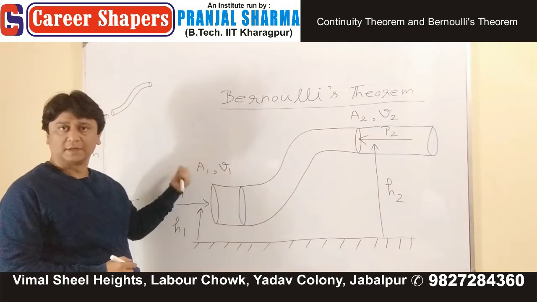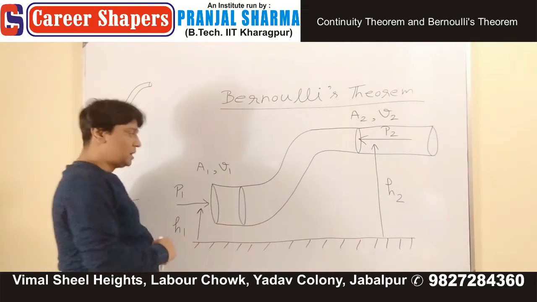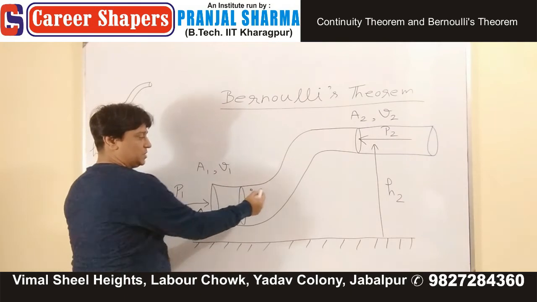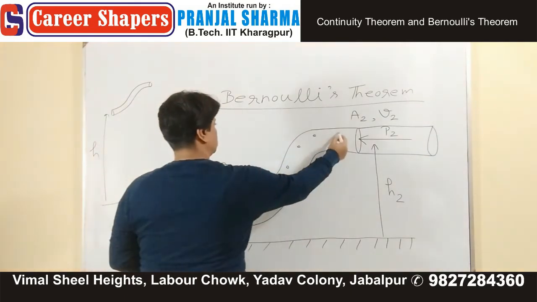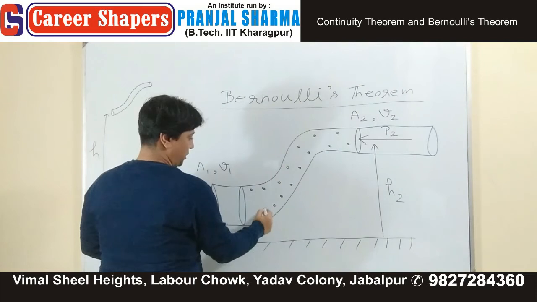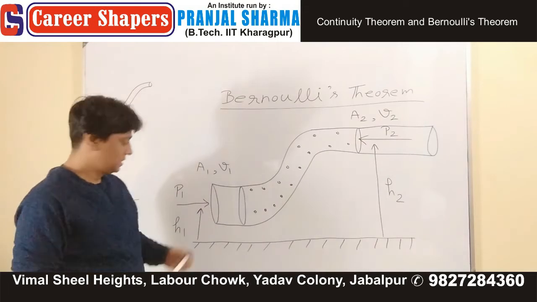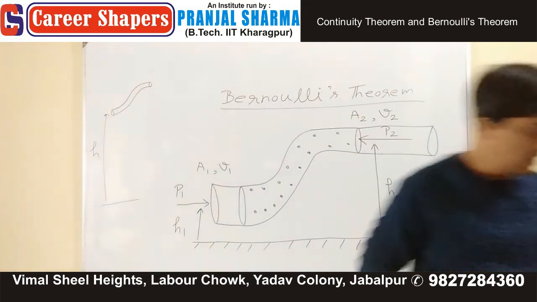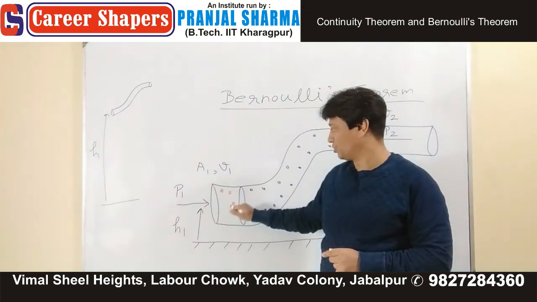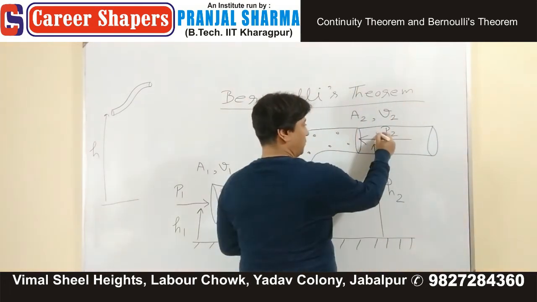Same thing, exactly same type of setup which we had in continuity theorem. Now, these molecules are common. We'll save time. All these molecules, water molecules, are same before and after, and therefore we can say that these molecules shown in red, 1, 2, 3, 4, 5, they appear at this position.